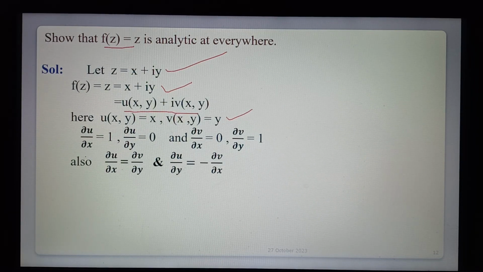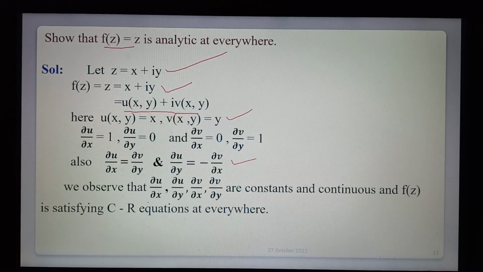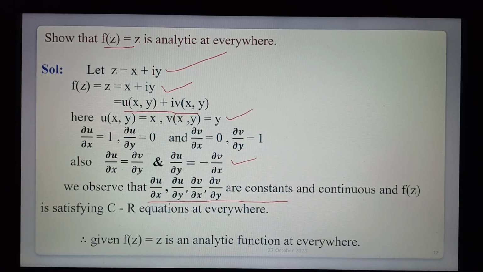Clearly dou u by dou x is equal to dou v by dou y, both 1, equal. Next, dou u by dou y is equal to minus dou v by dou x, and both are equal to 0. We observe that all are constants, so continuous, and f of z satisfies the CR equations everywhere because all are constants. At every point all are the same, no change. So the given function f of z is equal to z is an analytic function everywhere. Is it clear?